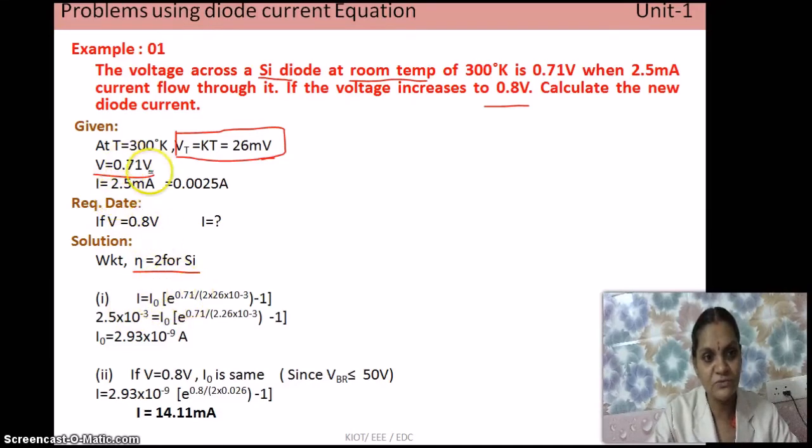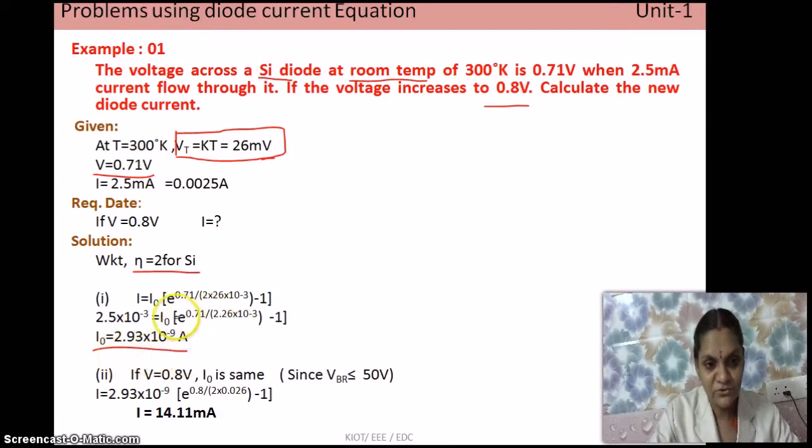For V, you substitute 0.71 divided by eta. Eta for silicon is 2, into Vt. Vt is 26 millivolts. So this is minus 1. So substitute the current here. When voltage is 0.71, current is 2.5 milliamps. So substitute 2.5 milliamps in this equation. If you solve this equation, you will get the value of I naught equal to 2.93 into 10 power minus 9 amperes. That is 2.93 nanoamperes.